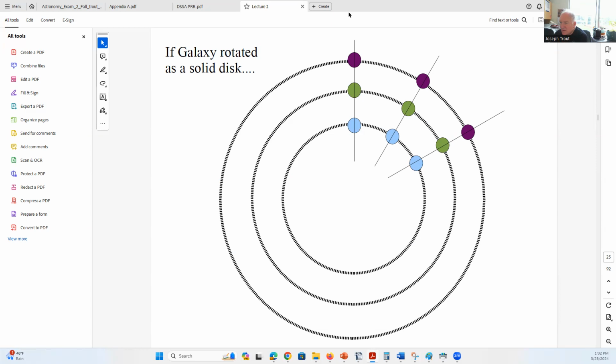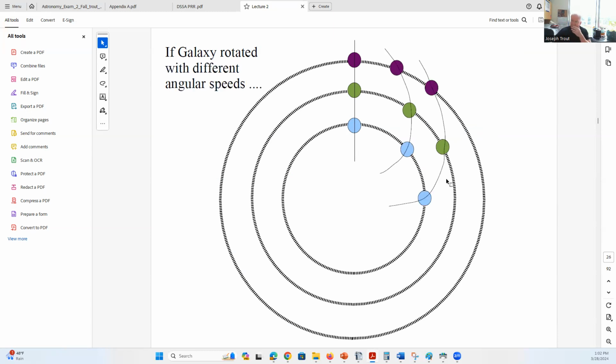So here's a group of stars, and here's a group of stars, here's a group of stars. And if the galaxy was all rotating as a solid disk, and I mean all of the ones in the center were moving at the same speed, and all the green ones at the same speed, and all the red ones at the same speed, then it would look like this. However, if they were moving at different speeds, the spiral arms would start to appear.